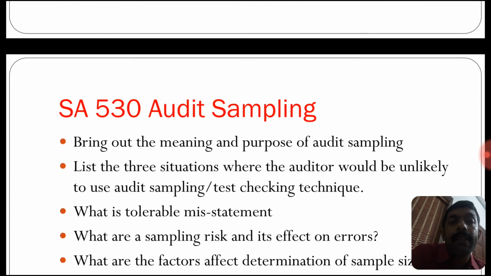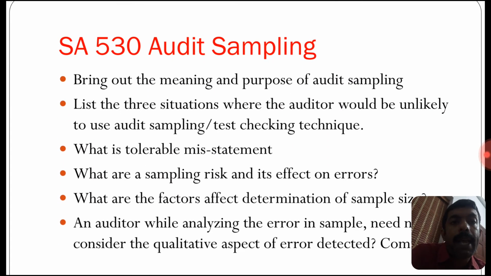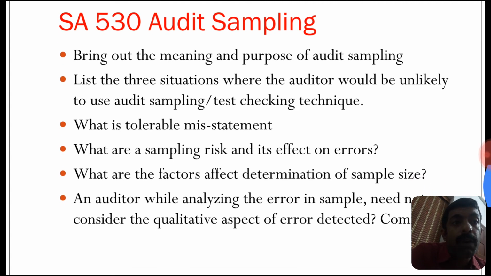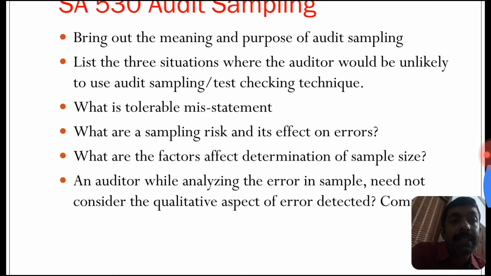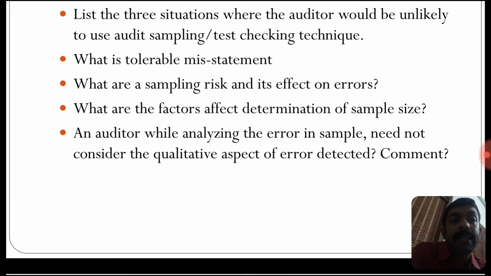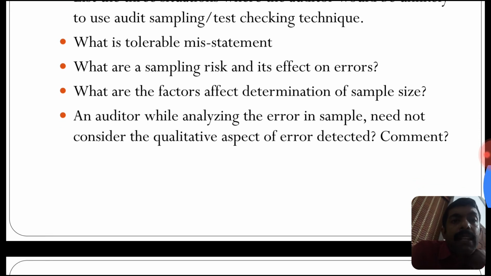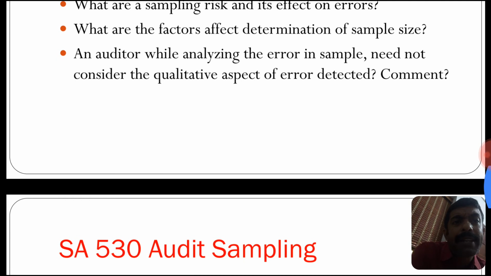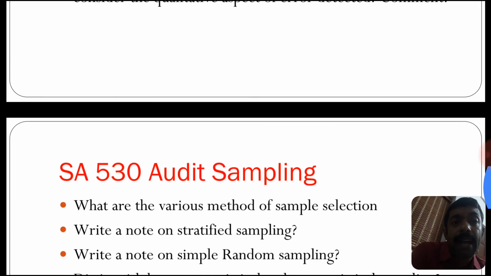SA 530 audit sampling. Bring out the meaning and purpose of audit sampling. List three situations where the auditor would be unlikely to use the audit sampling test checking technique. What is tolerable misstatement? Very important. What are sampling risk and its effects on error? What are the factors that affect determination of sample size?